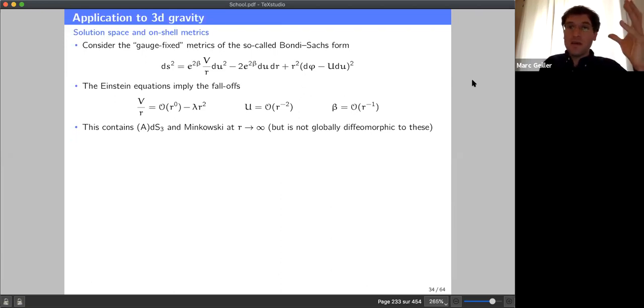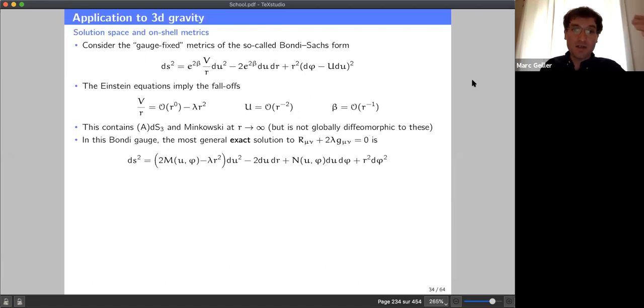Now, because we are in 3D, there is something kind of beautiful and magical, or at least very mathematically nice, that happens, namely that we can exactly solve Einstein equations in this Bondi-Sachs gauge. So this expansion in 1 over r actually stops explicitly, and you can show that in this Bondi gauge, the most general exact solution to Einstein equations, R mu nu plus 2 lambda g mu nu equals 0, takes the form which is given here.